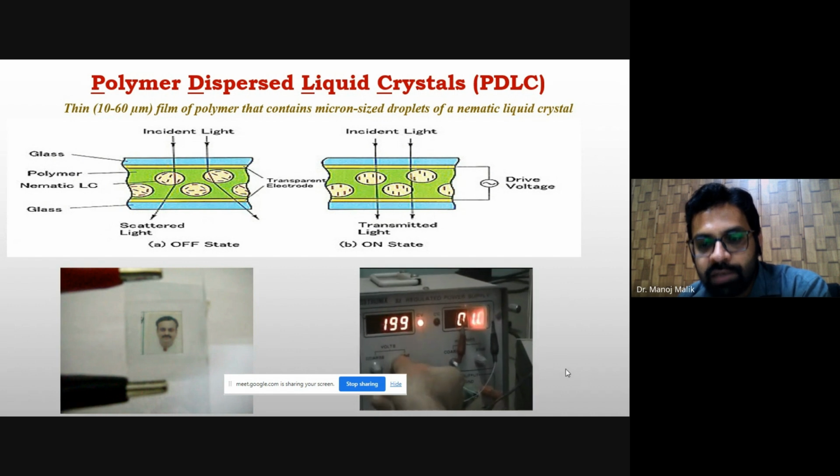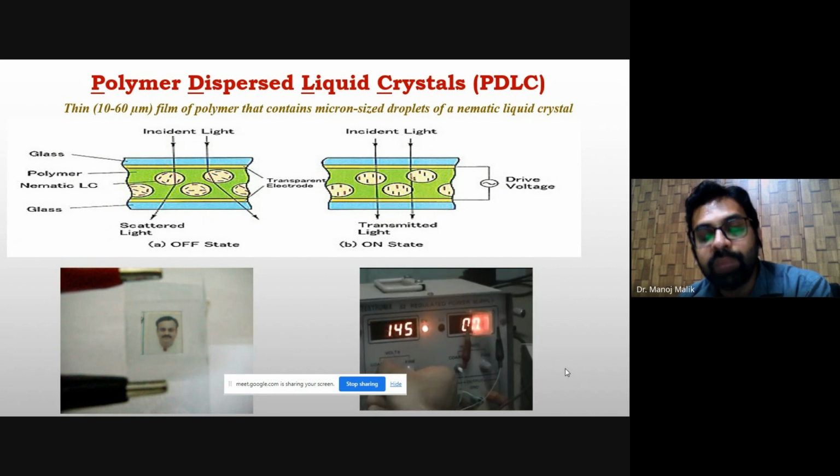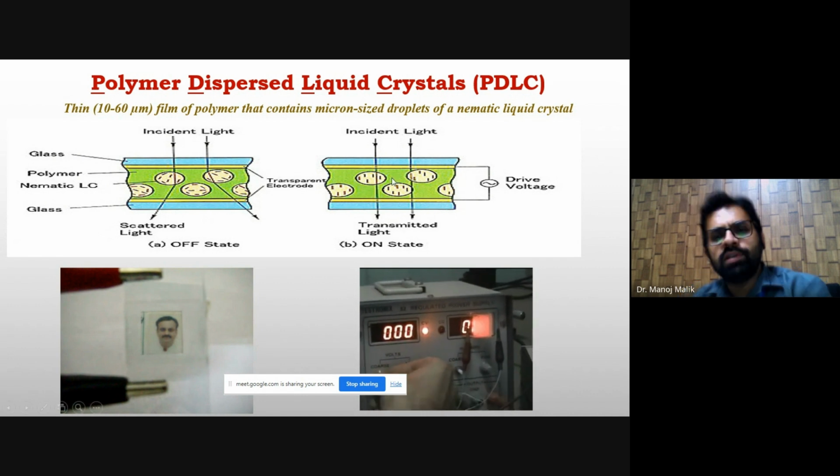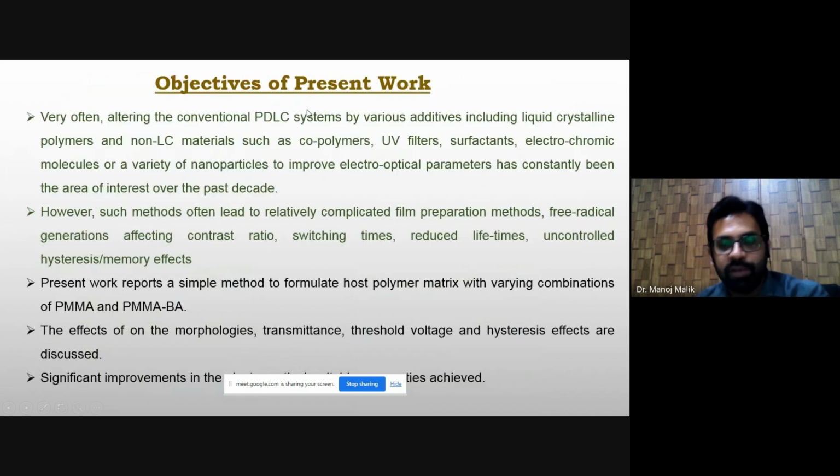And as we decrease the voltage, again the film becomes opaque or translucent, basically. So it is overall just an electrically controllable switching or modulation of light passing through these devices. Now, what are the objectives of the present work?